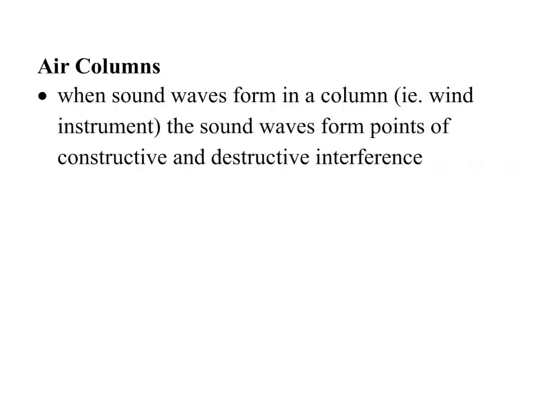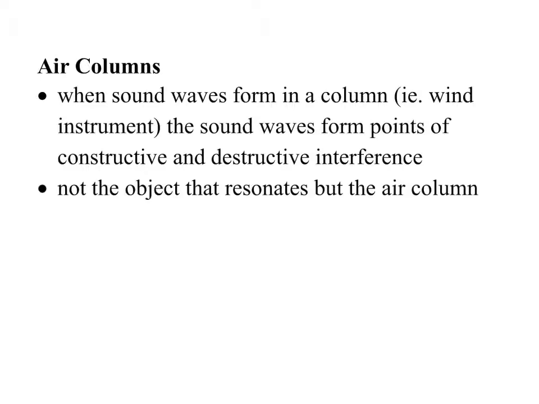Okay, so when sound waves form in a column, like a wind instrument, the sound waves are going to form points of constructive and destructive interference. So what's happening is that the air inside the column is resonating. Okay, it's not what the air column's made out of that is resonating, but the air inside the column is resonating and producing those standing waves, okay? So of course we're going to start with closed air columns.